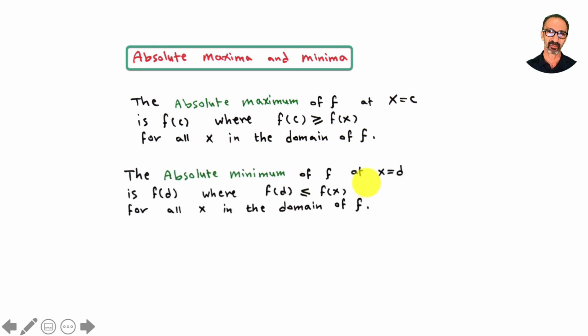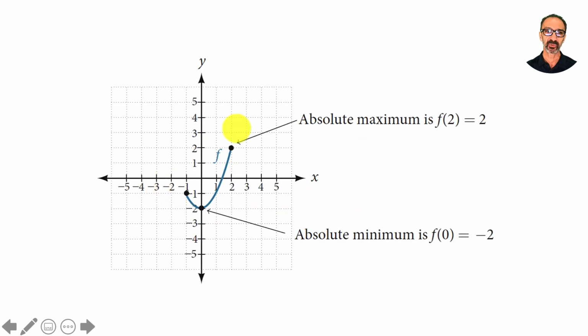Same applies for the minimum. So the absolute minimum will be when f of d, at d here, they don't want to pick the letter c again, when f of d is less than or equal to f of x for all x in the domain. This graph here does not have an arrow right here. It doesn't go all the way to infinity. So it stops. That means nothing is above it.